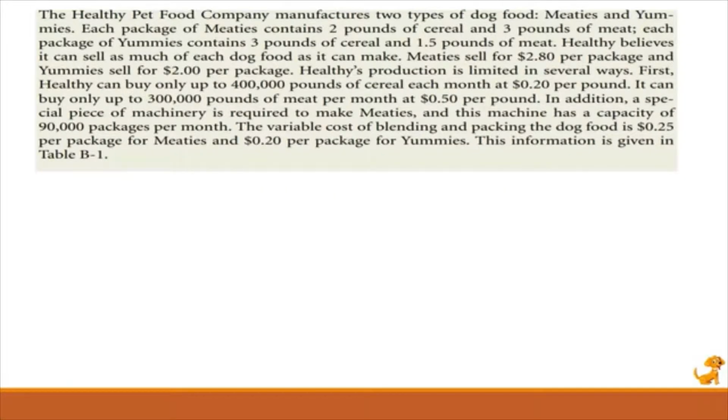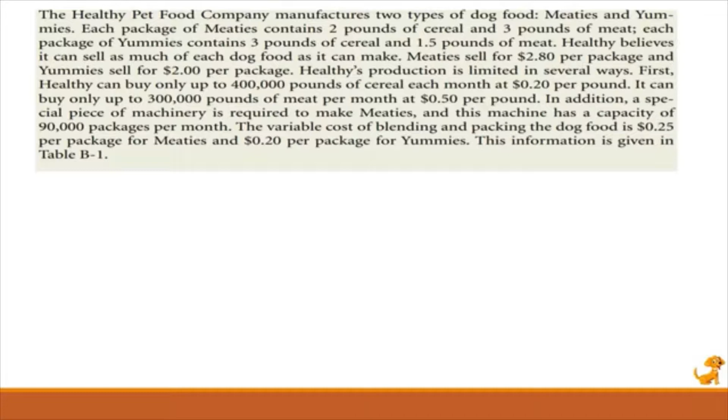Okay, so we look at this question. Now, this question is a little bit different from the other kinds of questions that we've had. If you read it, you'll see that there is this pet food company that is trying to manufacture two types of dog food. So we have meaties and we have yummies. Now they give us some information about meaties and some information about the yummies, and there are some constraints listed over here. So we'll just get into it and then try and solve this question and see where we get.